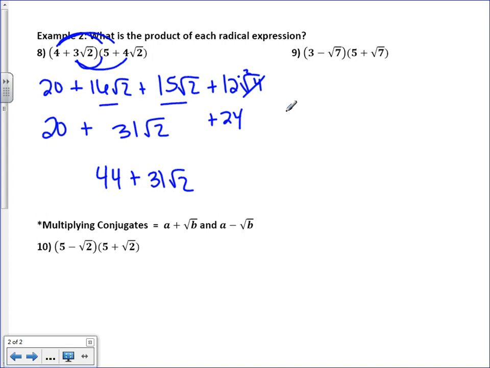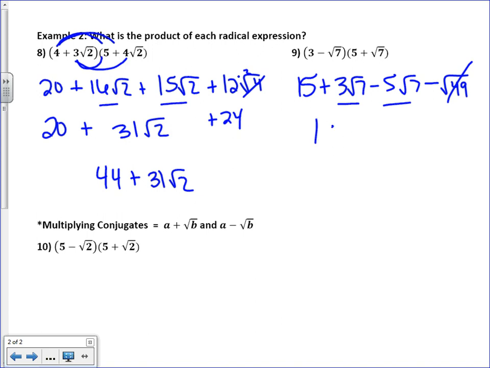All right, 3 times 5 would give you 15. 3 times the square root of 7 would give you 3 square roots of 7. Negative square root of 7 times 5 would give you negative 5 square roots of 7. And then negative square root of 7 times positive square root of 7 would give you a negative square root of 49. Pause it if you need to think it through, but that's what you should get on your 4 distributions. We have like terms in the middle, and we have a minus square root of 49 that will reduce.